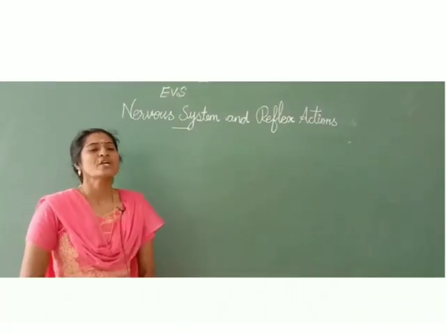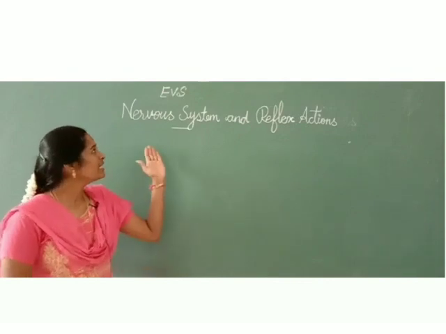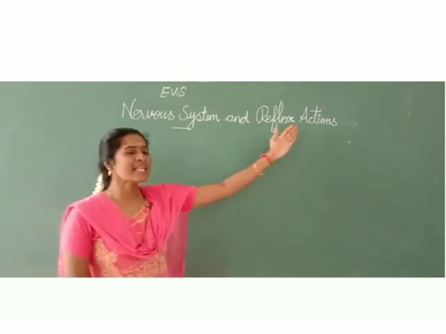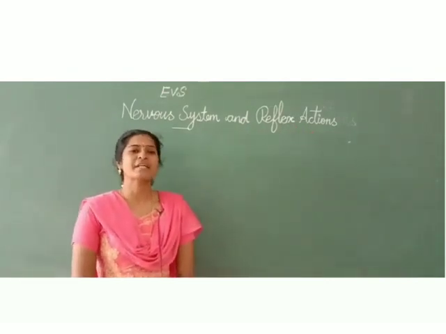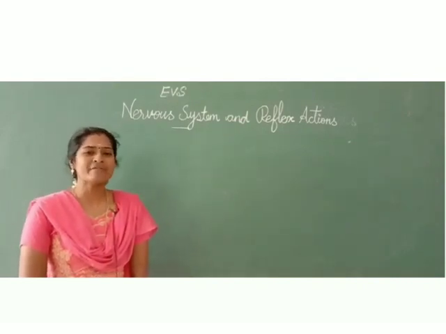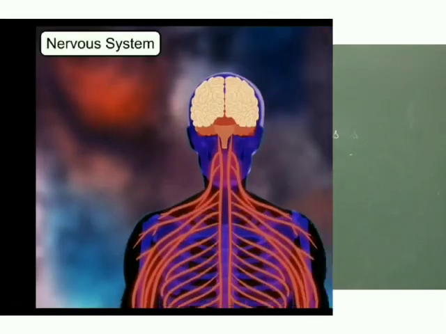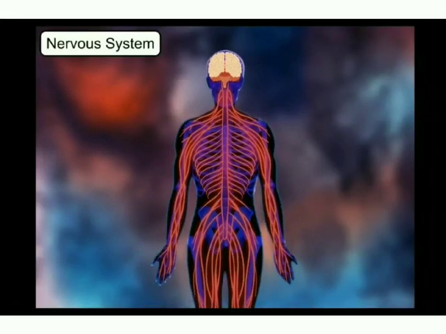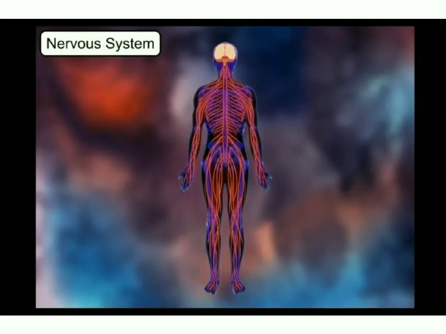Happy morning students. Today we are going to learn about the nervous system and reflex action. By the end of this chapter, you will be able to identify various parts of the brain and the nervous system. Did you know that our body has its own communication network inside of it? Yes, this system is called the nervous system.